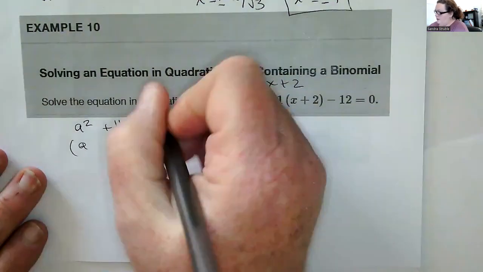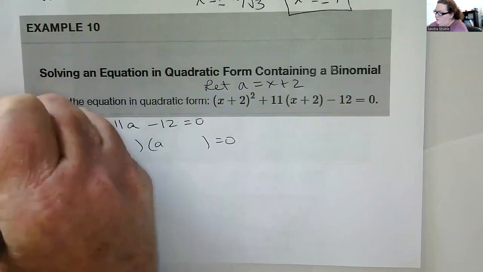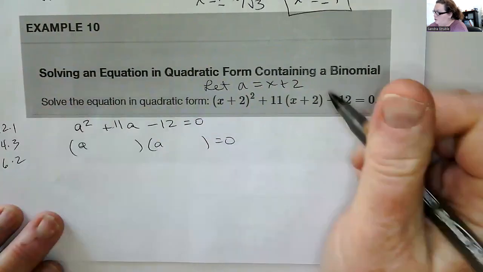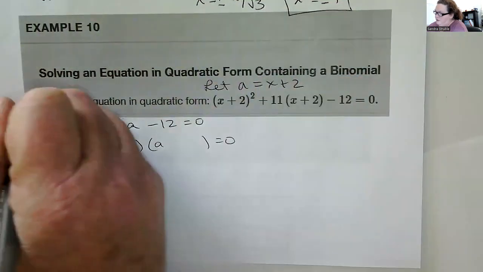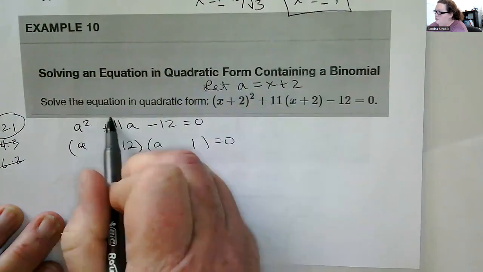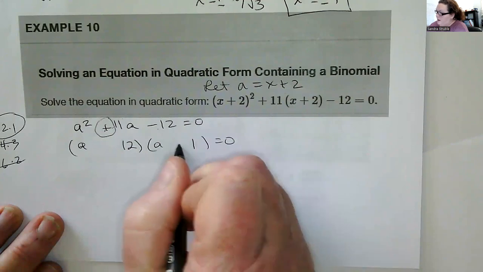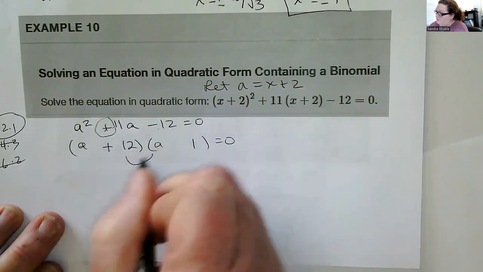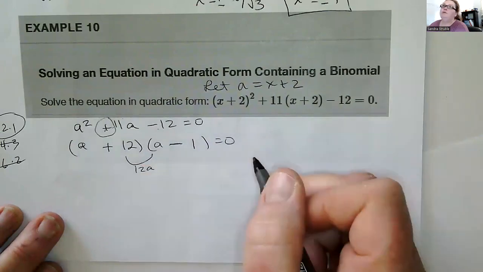Well, what are my factors of 12? 12 and 1, 4 and 3, 6 and 2. Which of those together will give me an 11? Here we go, 12 and 1. Because my middle term is positive and I have a negative here, I need to have a positive for my largest term and a negative for my other. Set each of these equal to 0.